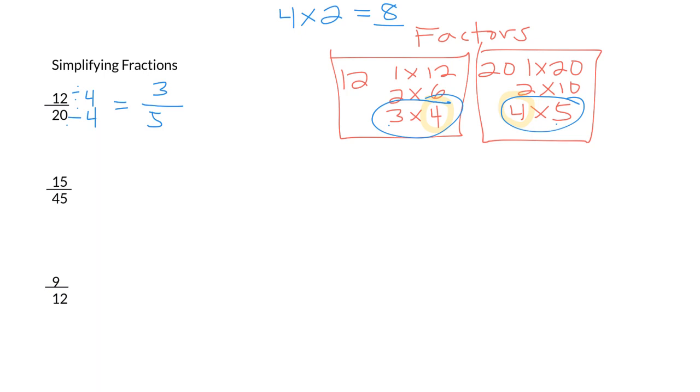So I want you to think about 3 and 5. Think about your factors of 3 and 5. What numbers can you multiply together to get 3? 1 and 3. That's it. And your factors of 5 are 1 and 5.